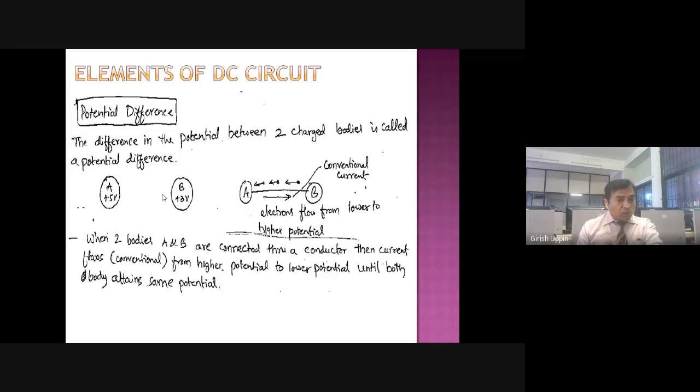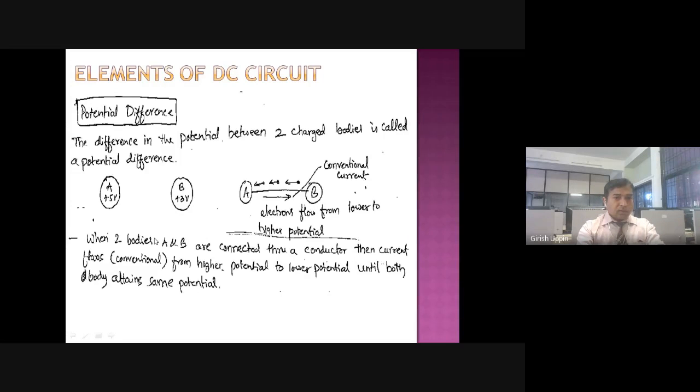Why is there no flow of electricity? Because both the ends are at the same potential. When you make the Wheatstone bridge a balanced bridge, the potential difference between these two becomes 0. That is why no current will flow. The difference in potential between two charged bodies is called the potential difference.